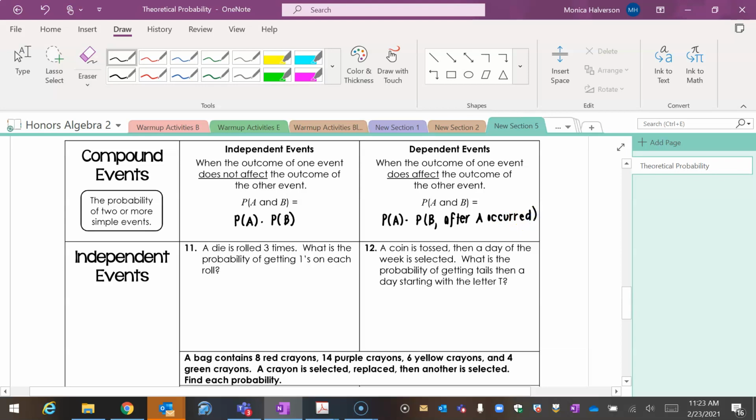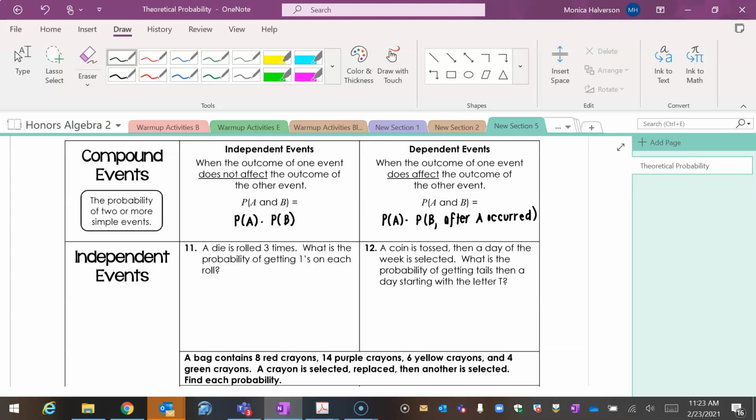All right? So let's first look at examples of independent events. A die is rolled 3 times. What is the probability of getting ones on each roll? It doesn't matter whether you get 1 on the first roll to determine whether you can get 1 on the second roll and 1 on the third roll. These are independent events, okay?